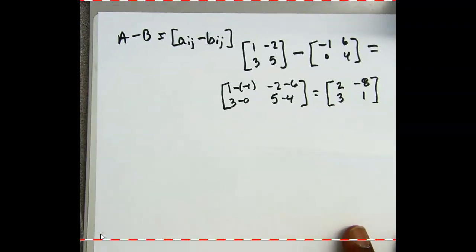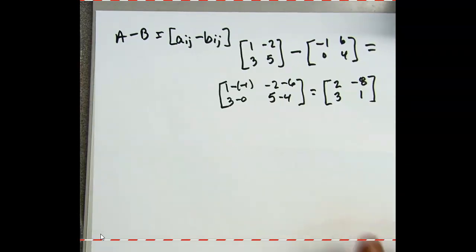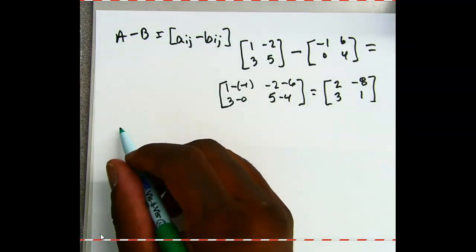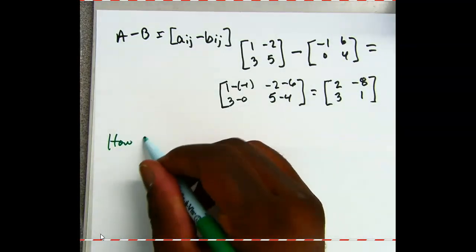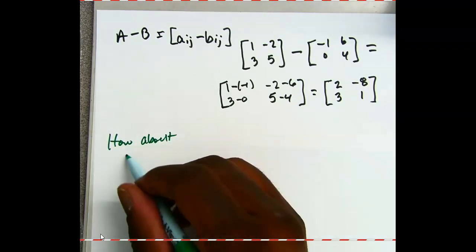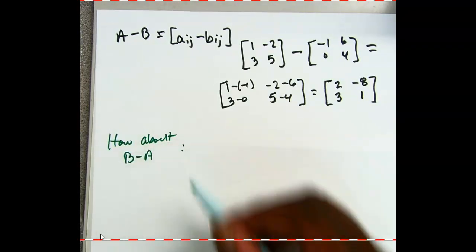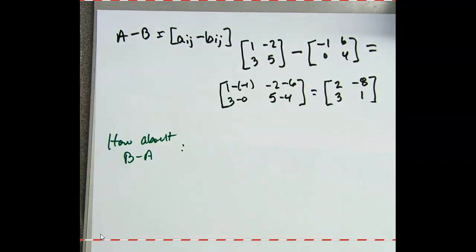Now, what about B minus A? Are A minus B and B minus A the same? So think about it. 3 minus 2 is a positive 1. But 2 minus 3 is not positive 1, it's negative 1. So commutativity doesn't hold for subtraction of real numbers, so does it hold for matrices?